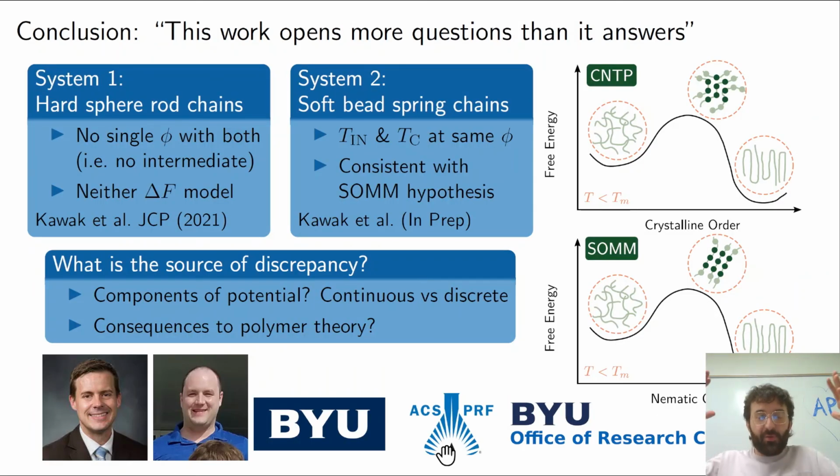So essentially, to conclude, I'll tell you what one of the reviewers of our paper said, a delightful reviewer, that this work opens more questions than it answers, and we think, and so did they, that this is a strength of our study. There are a lot of awesome conclusions, and we can't wait to extrapolate them and see how much they apply to polymer theory and to experimental results. Essentially, to summarize, we had one system, the hard sphere rod chains, and we found that neither delta F model was a good fit, whereas the more realistic chains seem to be consistent with the SOMM hypothesis.